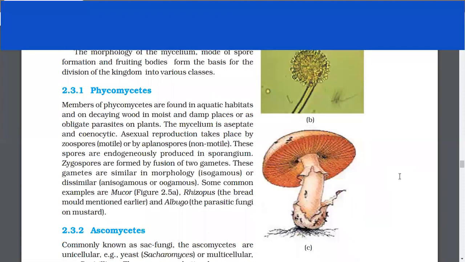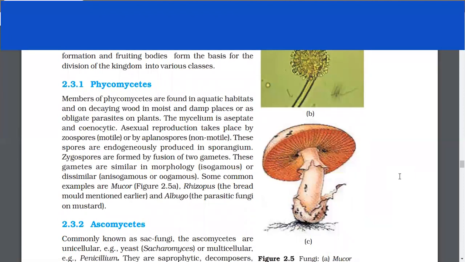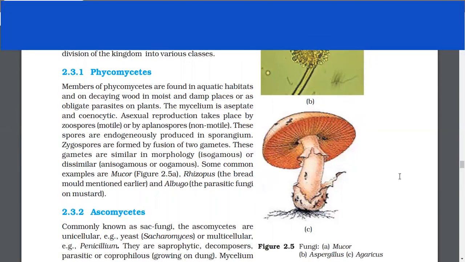Members of Phycomycetes are found in aquatic habitats and on decaying wood in moist and damp places, or as obligate parasites on plants. The mycelium is aseptate and coenocytic. Asexual reproduction takes place by zoospores or by aplanospores. These spores are endogenously produced in sporangium. Zygospores are formed by fusion of two gametes. These gametes are similar in morphology or dissimilar. Some common examples are Mucor, Rhizopus, and Albugo.